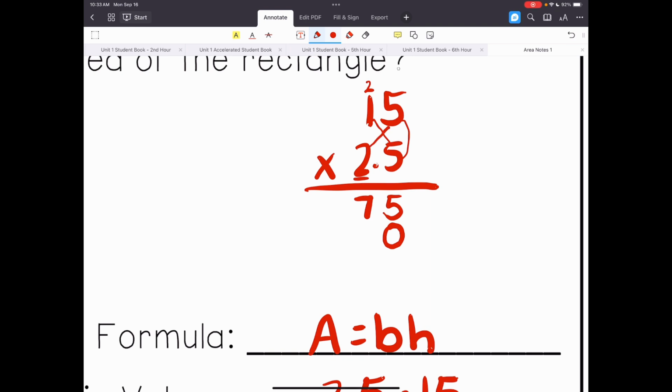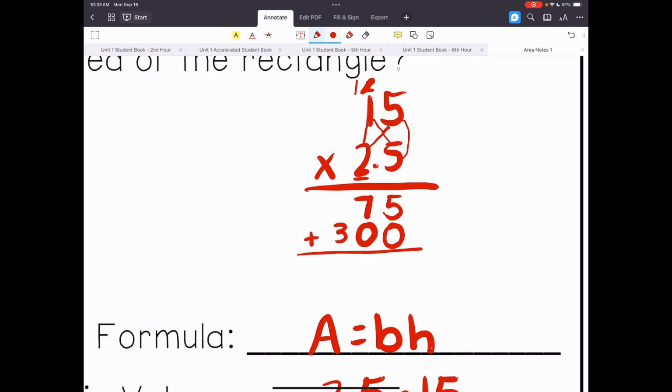2 times 5 is 10. And I crossed that 2 out because we've already used that. We carried it, and then we added it on the last problem. Then 2 times 1, oh, don't forget to put our 0, drop the 0. 2 times 1 is 2, plus that extra 1 is 3.